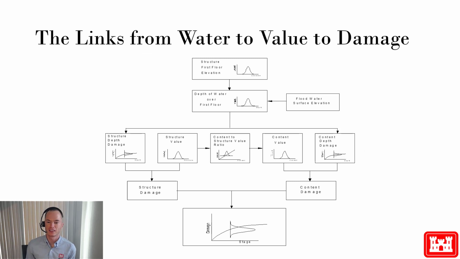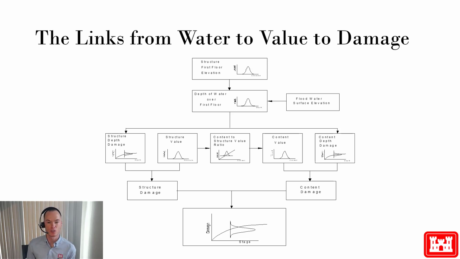Let's take a look at the links from water to structure and content value to damage. The distribution of first floor elevations determines a distribution of depth of water above the first floor elevation for a given water surface elevation. The distribution of depth of water above the first floor translates into a distribution of percent of structure value and content value damaged, which are each linked with the respective structure and content value distributions to produce a distribution of structure damage and content damage for a given water surface elevation.